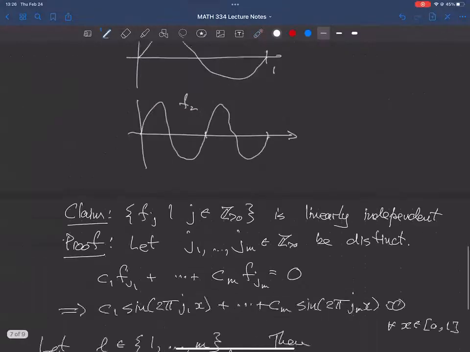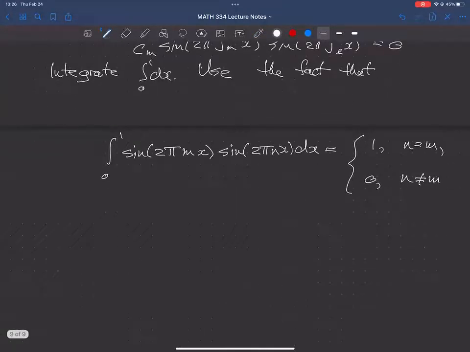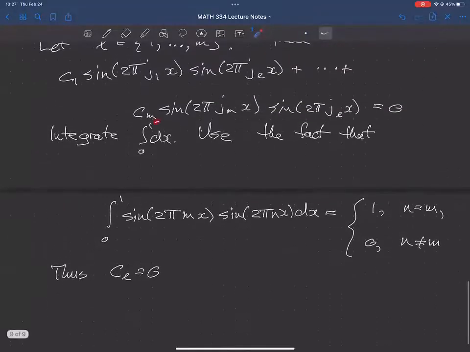Okay. And therefore, after integrating, what you get is that cL is equal to 0. Because when you do the integrals in this expression up here, only one of them is going to be non-zero, and that's going to be the case when jL appears in both terms. So you're going to get cL is equal to 0, and so you're done.